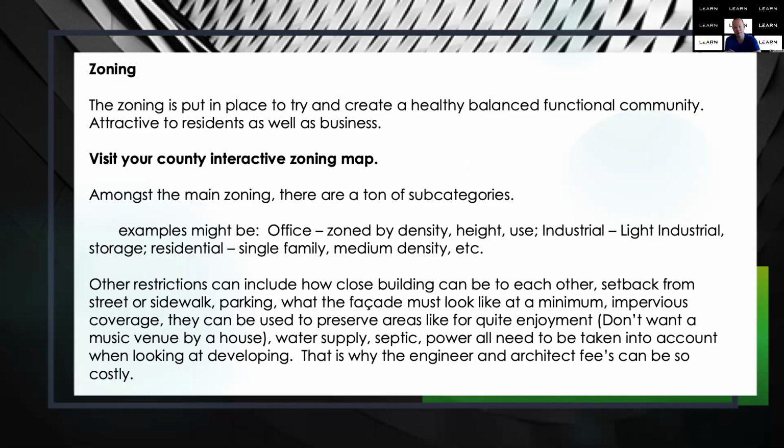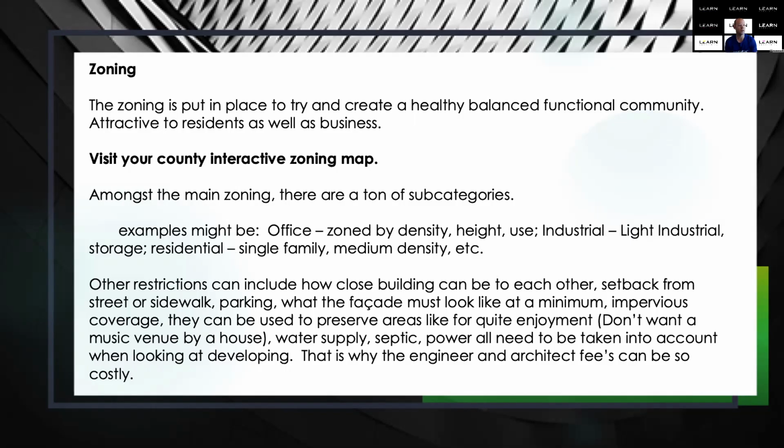Most counties now have a zoning map where you can zoom in and it'll have color-coded maps based on the future use or current use. It could be zoned commercial now, or it could be zoned residential now, but if anything changes, they've already highlighted it as, we're okay with this area being commercial. When in doubt, call the city and find out. Don't just assume. In fact, even when I see this on a map, if I'm anywhere near unsure, I'm calling. Amongst the main zoning, there are a ton of subcategories. Examples might be office, zoned by density, height, use, industrial, light industrial, storage, residential, single family, medium density, etc. So just check the zoning.